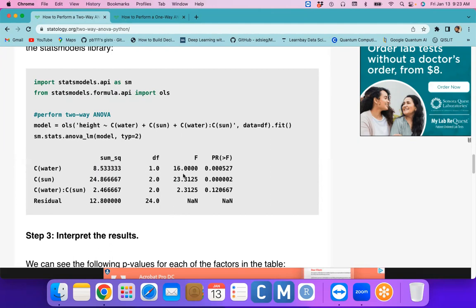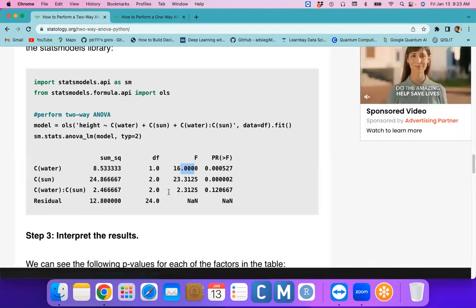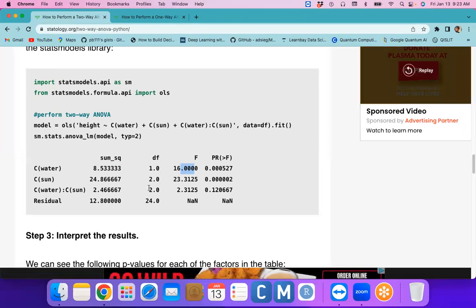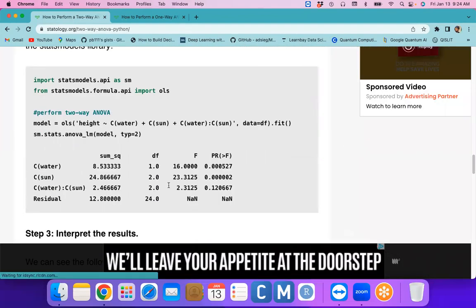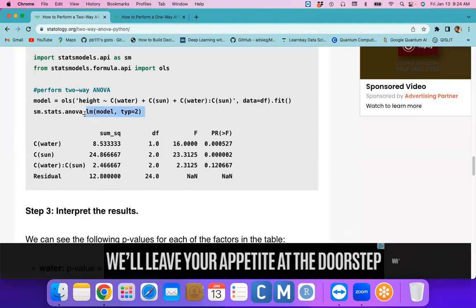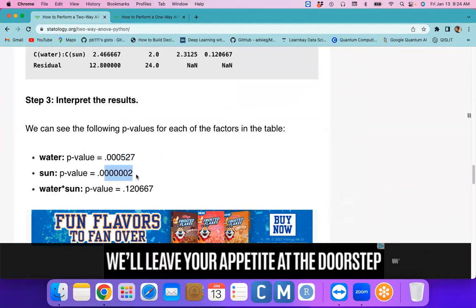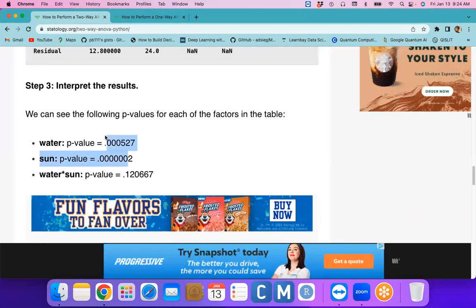After calculating the mean square error, we can calculate the F value. The F value is calculated as the mean square of water divided by the mean square residual, and the mean square of sun divided by the mean square residual. That's the way you can do it. Automatically you will get these things in the output. Here the p-value is less than 0.05, this is also less than 0.05, but the water and sun interaction is more than 0.05.